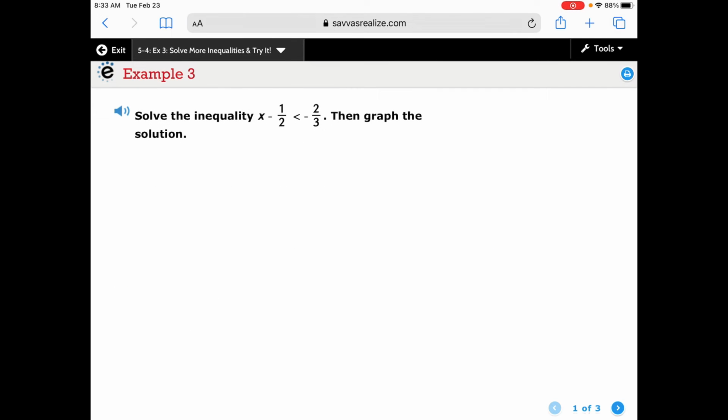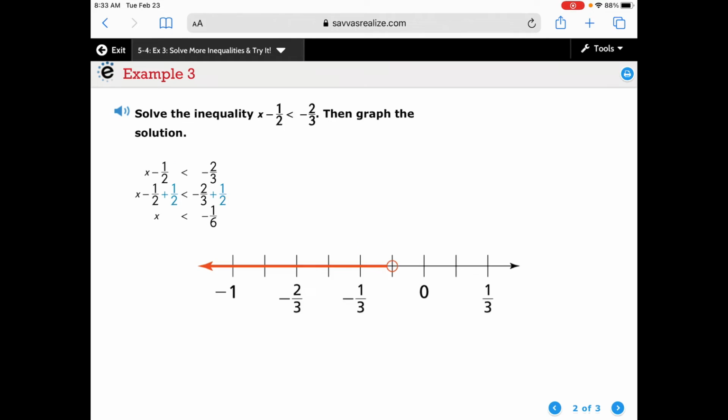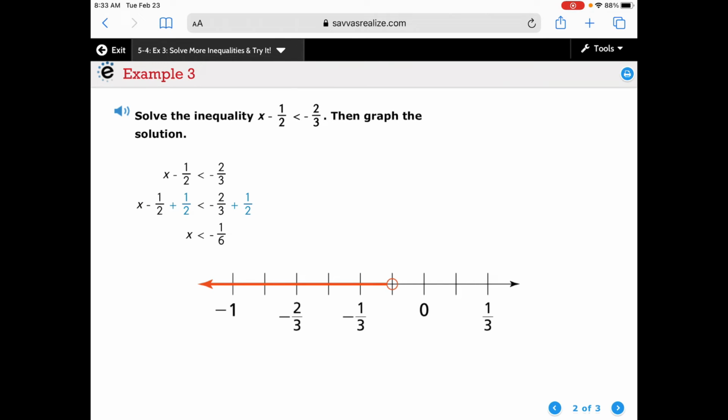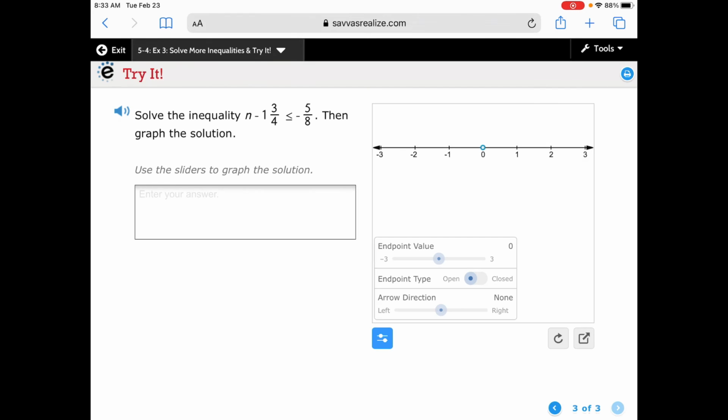Please turn over to the bottom of page 285 for example 3. It says solve the inequality x minus 1/2 is less than negative 2/3. The first thing you want to do is add the 1/2 to both sides, which they indicate here in blue. Finding a common denominator, we find that x is less than negative 1/6. So we find negative 1/6 on the graph. It's going to be an open circle, and take note that it's pointing to the left, so our arrow should point to the left.